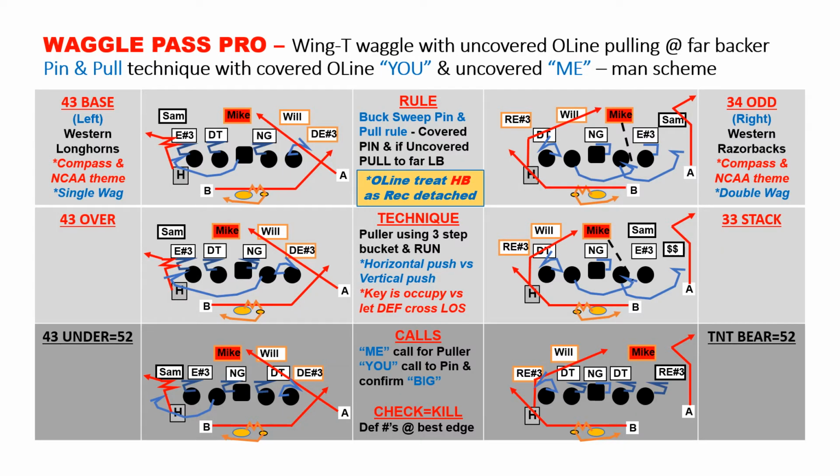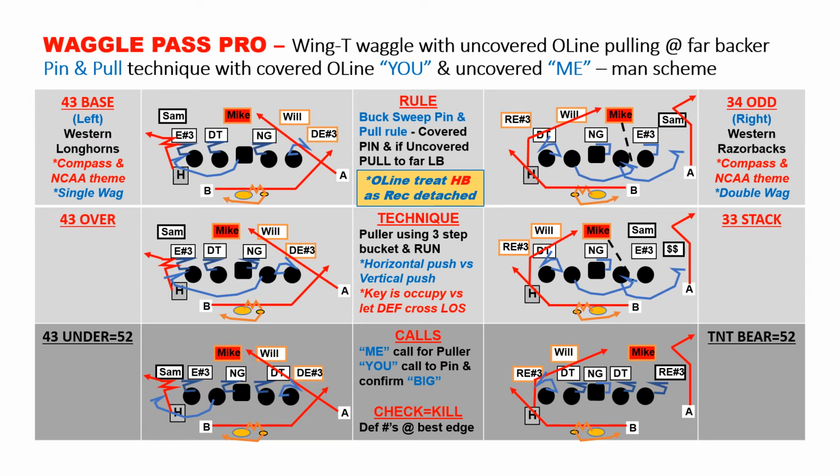What I love about this scheme, pin and pull, is it's simple. It just gets people running. But also now we use this over learning where we can use the same blocking rules and techniques with our Waggle Pass Pro. So again, covered, uncovered, pin and pull, same there, same technique, deep pull. The only thing that changes is the play side tackle, if the H is next to him, has to know that he is going to eventually release, so he doesn't have help there as a pinner. He is going to be big all the time on that defensive end or defensive tackle.